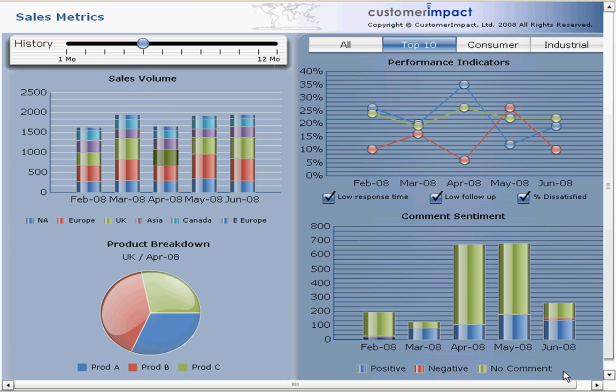On top of that, it is important to know whether the response was a positive or negative one with regard to that topic. We use a sophisticated text analysis tool that categorizes and counts up the sentiments expressed for each category. Here we see the breakout of positive, negative, and no comment for each month. And if we hover the cursor over a section of a bar, for example, positive in March, we see the number of comments that fell into that sentiment category.